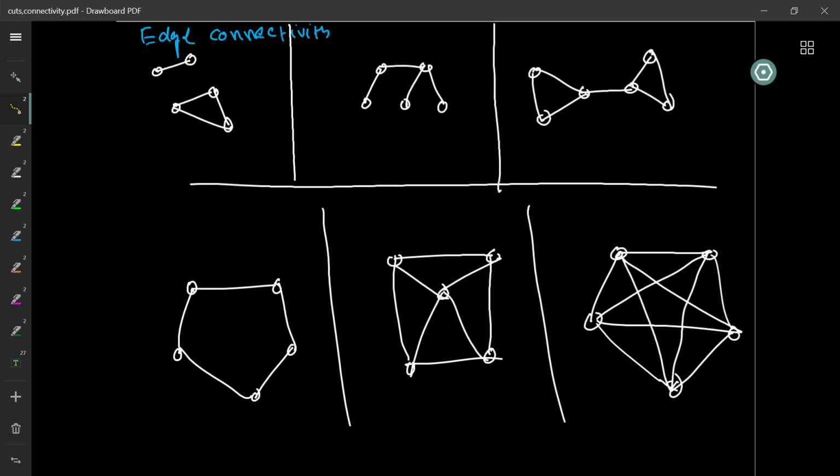Then you have this graph that we saw before, right? And again, you will see that you need to remove at least three edges to disconnect this graph. But again, that is also not as well connected as the complete graph, right? Where you have to remove at least four edges to disconnect it. So all these graphs have five vertices, but you can see that in some sense the notion of well connectedness keeps on changing.